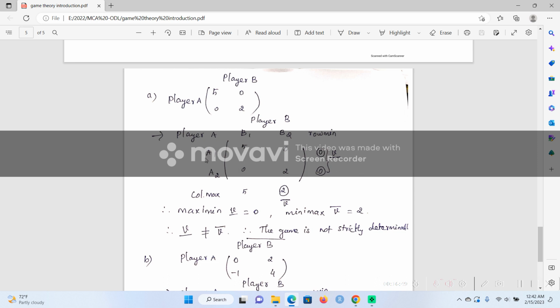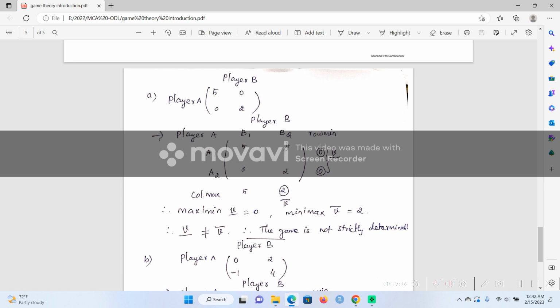So if A1 and B1 are both played, then A will receive 5 rupees, and if A1 and B2 are played, then A will receive 0 rupees. Similarly, the other terms are given here. So in this we have to go with the row minimum.